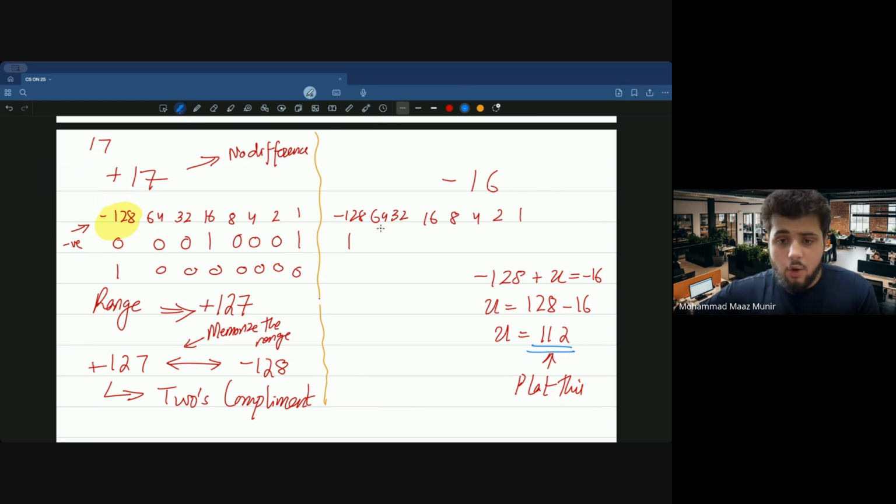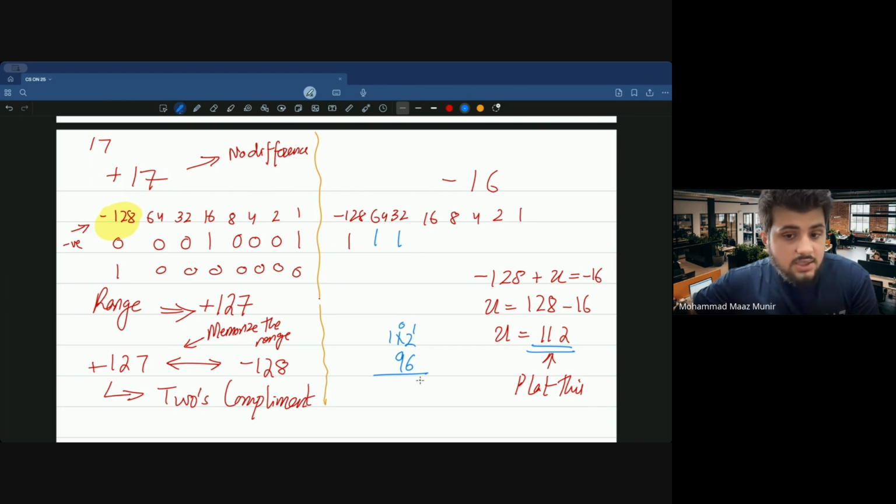Will 64 be on? Yes. 64 plus 32, 96. Yes. 96 plus what number will give me 112? Do it this way, 112 minus 96. Can we subtract it? No, we can't. So I will be taking a carry. This will be a 0 and this will be a 1.